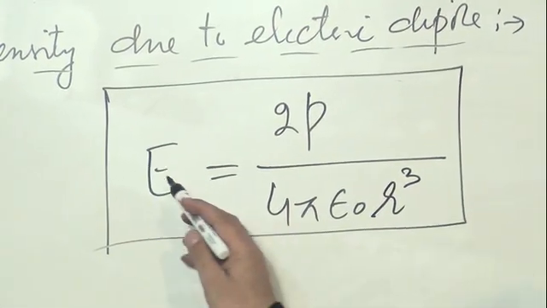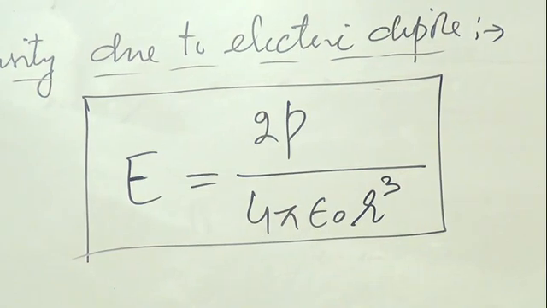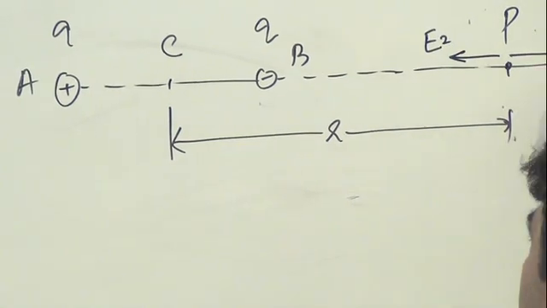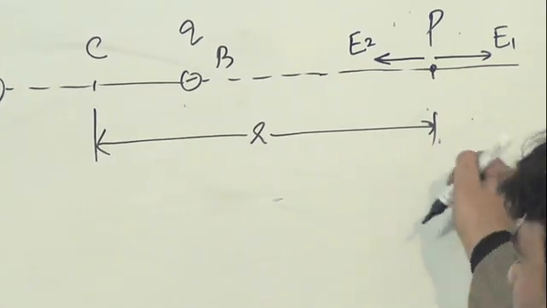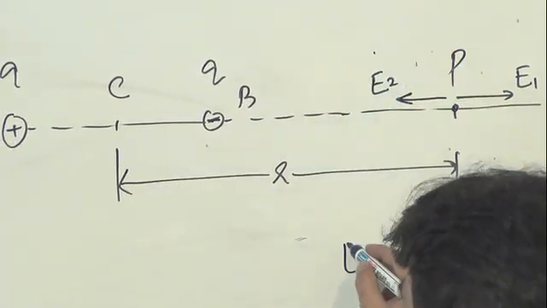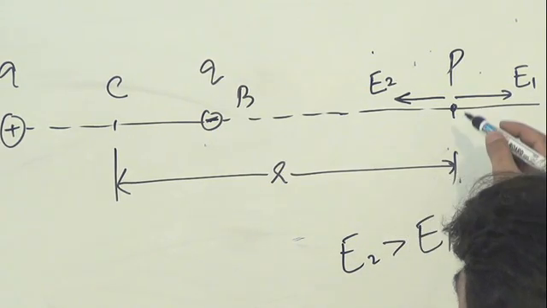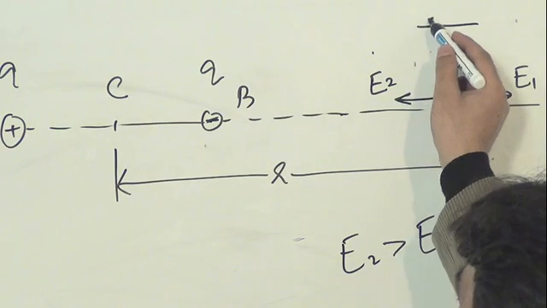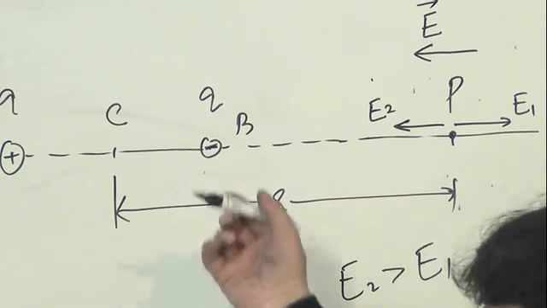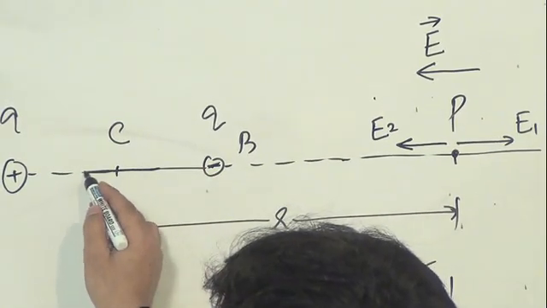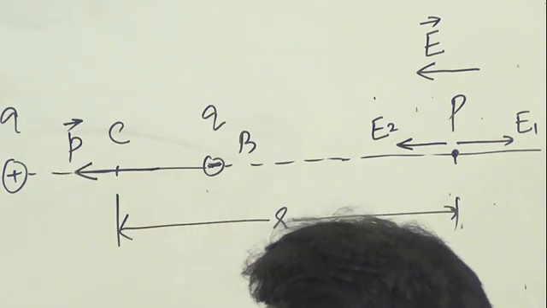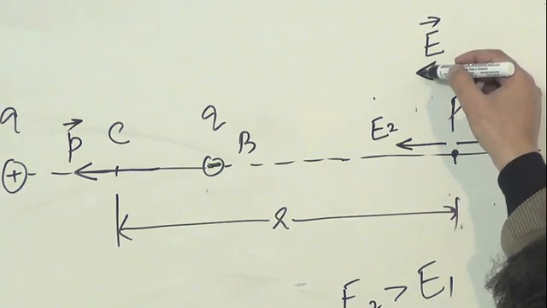Now let us see the direction of this electric field at point P. Here E2 is in this direction and E1 has a direction like this. As we know, the negative charge is much closer than the positive charge, therefore E2 electric field is greater than E1 electric field. So the net field at point P has a direction like this, towards the center. But we know already the direction of electric dipole moment is from negative charge to the positive charge. This is the direction of electric dipole moment. This is the direction of net electric field at point P.